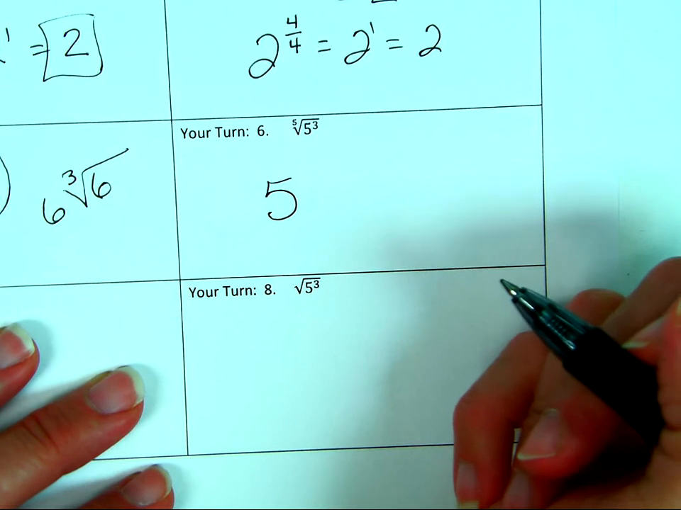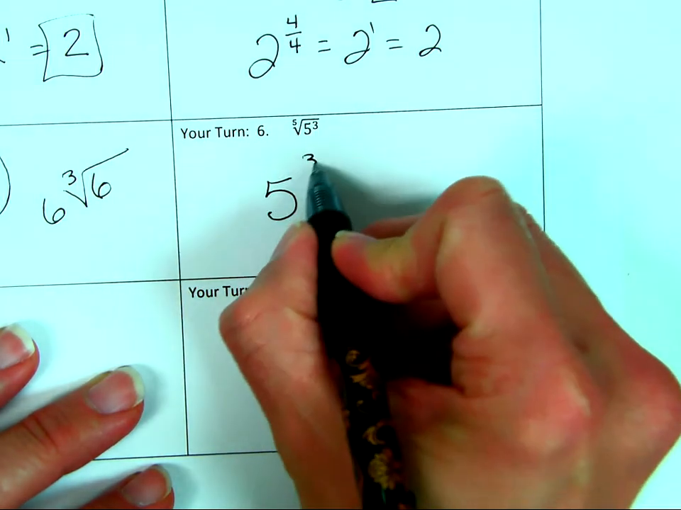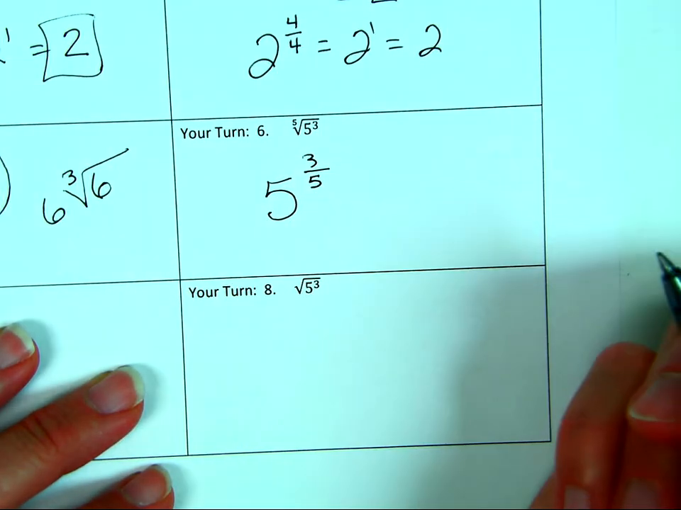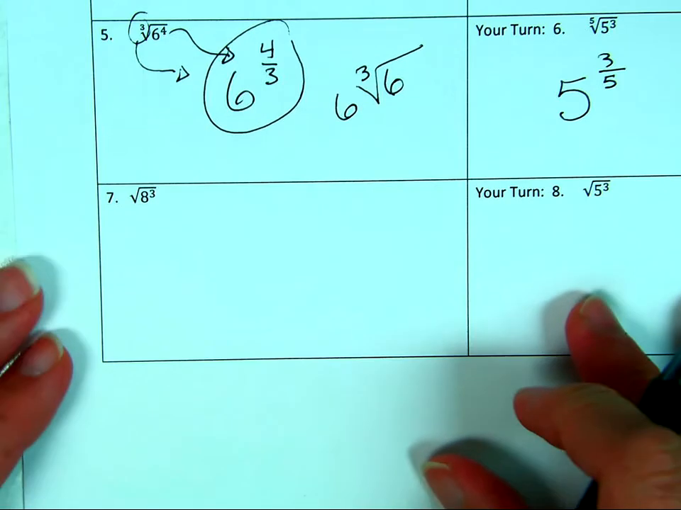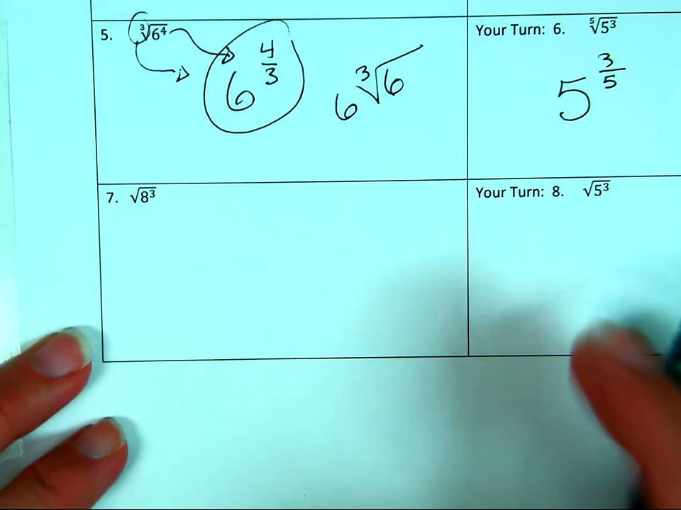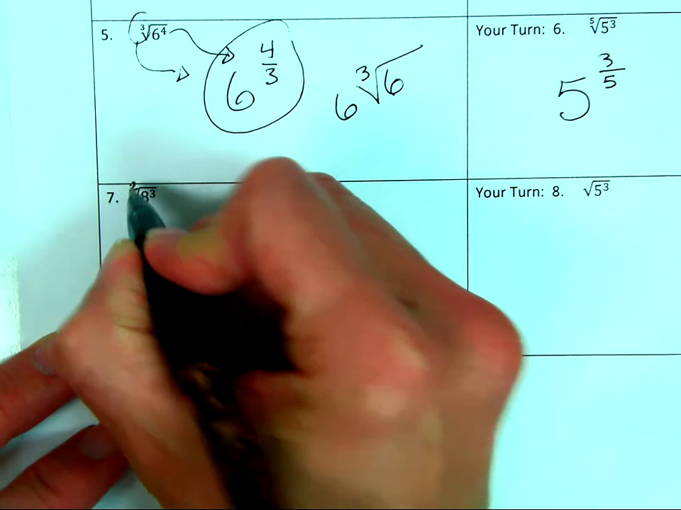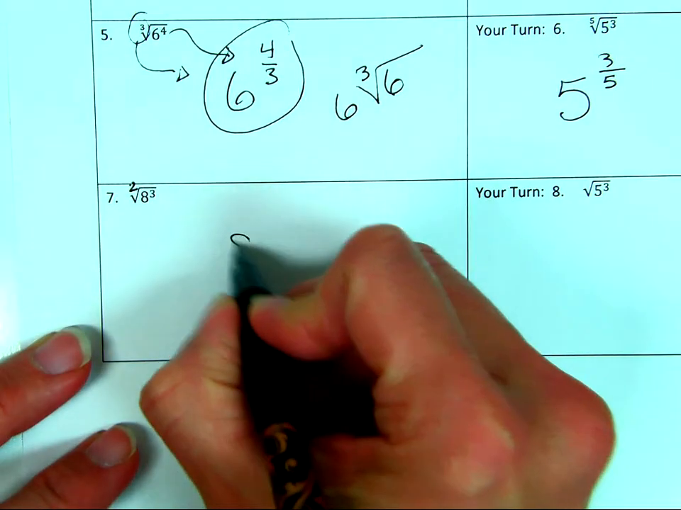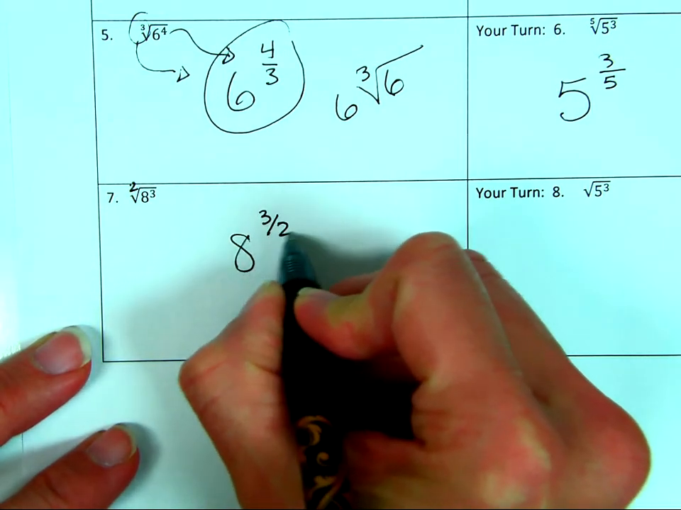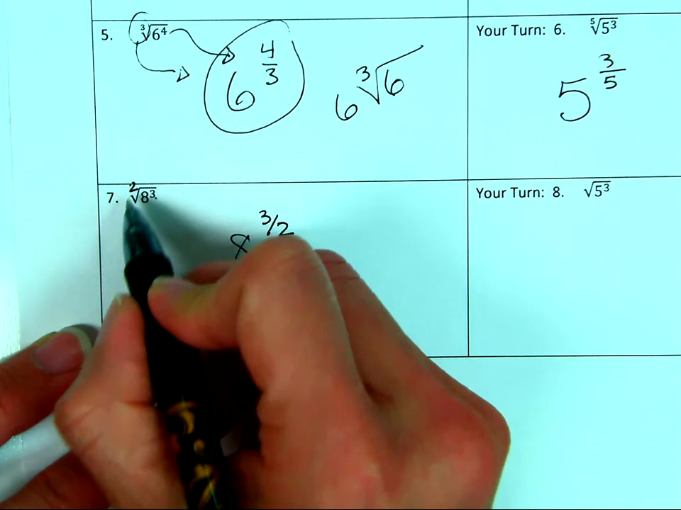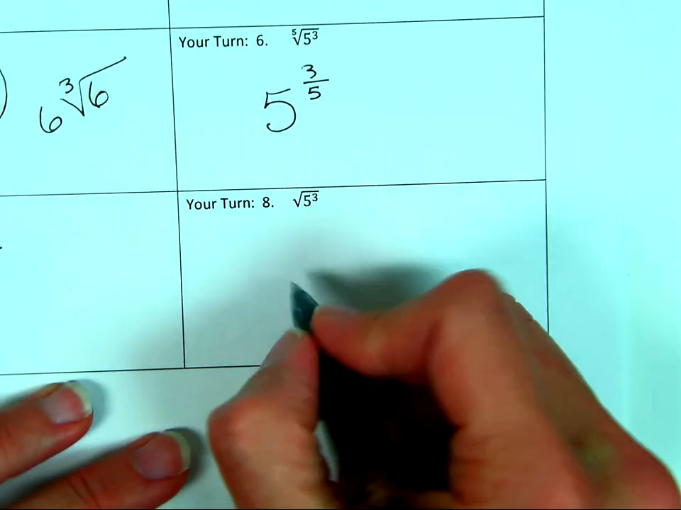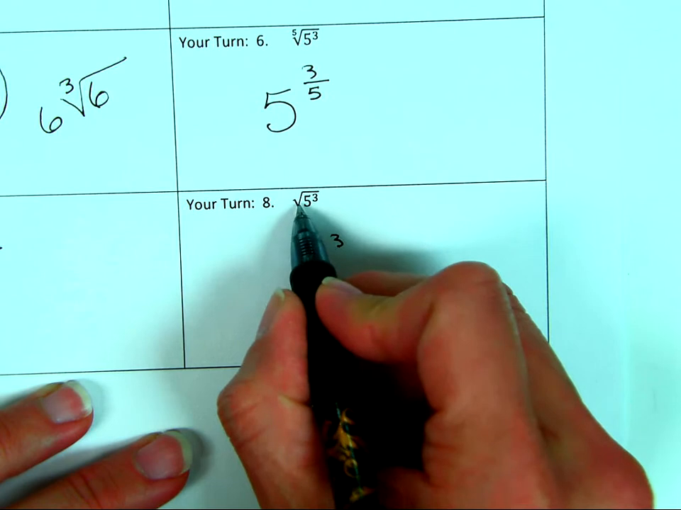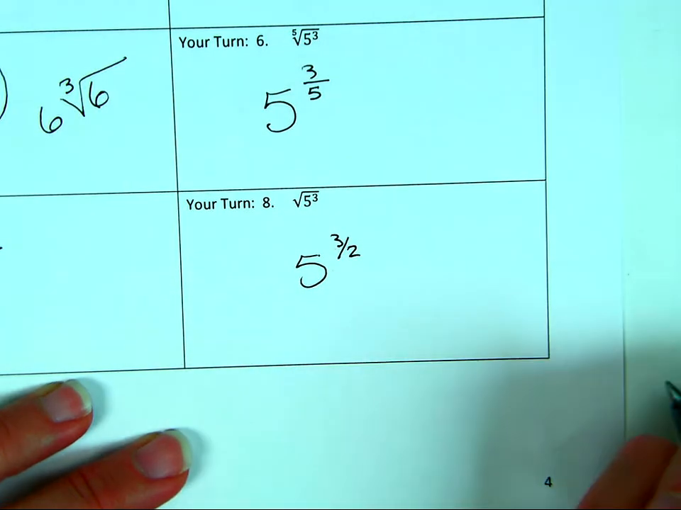All right. Hopefully, you remember that that was the power and that that's the index. And then we're just done. 5 to the 3/5. Remember, there's no index. What's the number? That's right. Hopefully you remembered, it's the 2. So I'm going to rewrite that as 8 to the 3/2 because that's the power numerator, index is the denominator. And then this one, 5 to the 3, and then halves because it's a square root.